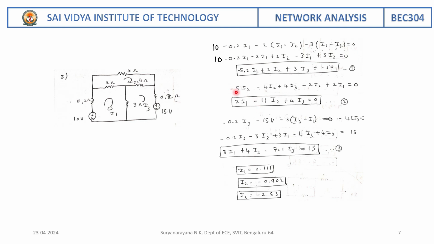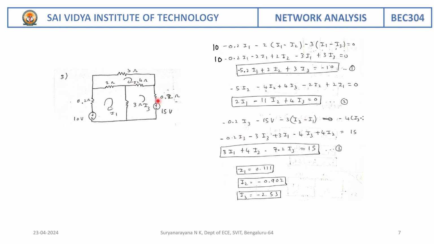So here we are going to write the equation: minus 5 I2, minus 4 I2, and I2 and I3 are in opposite direction. Therefore, we have written minus 4 (I2 minus I3). It becomes this, minus 2 (I2 minus I1). On simplifying this, we'll get this equation: 2I1 minus 11I2 plus 4I3 is equal to 0.